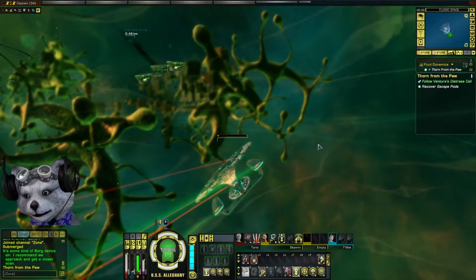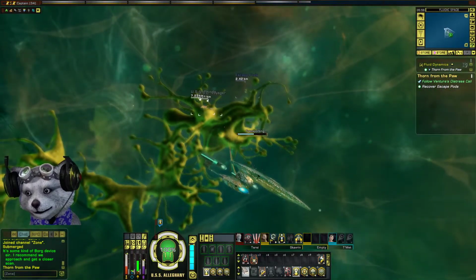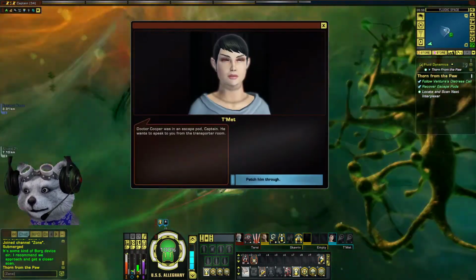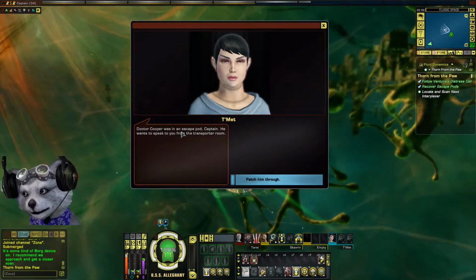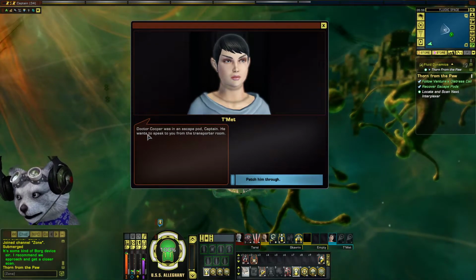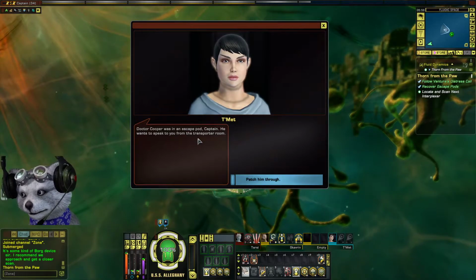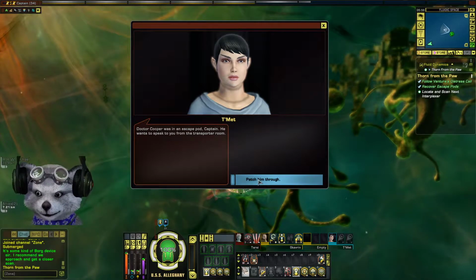Inward escape pods. Dr. Cooper was in an escape pod, Captain. He wants to speak to you from the transporter room. Okay, patch him through.